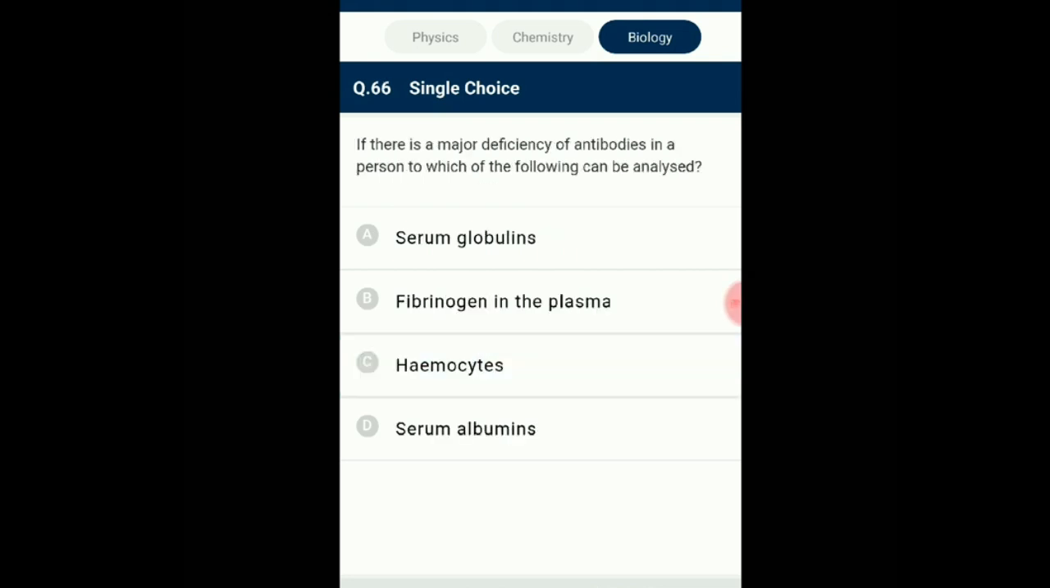Question number 66. If there is a major deficiency of antibodies in a person, which of the following can be analyzed? Serum globulins. They make up 2 to 3% of plasma proteins. The alpha and beta globulins are sent with the hormones to transport them, and the gamma globulins form antibodies. So the answer is option A, serum globulins.